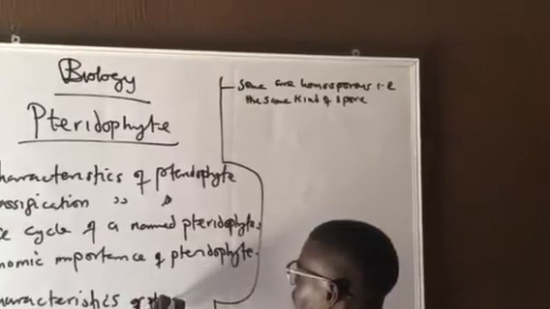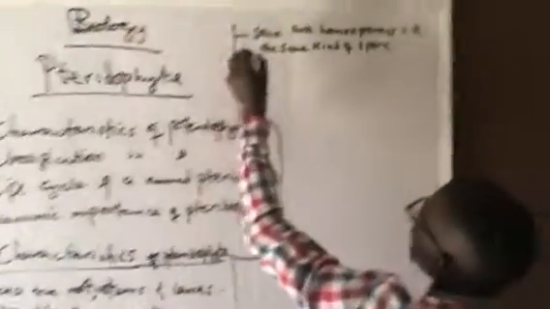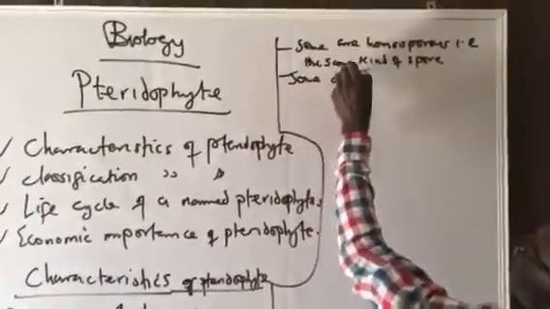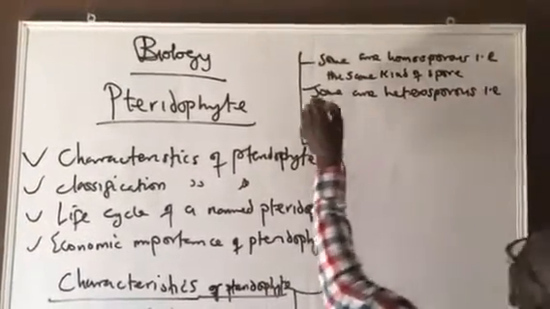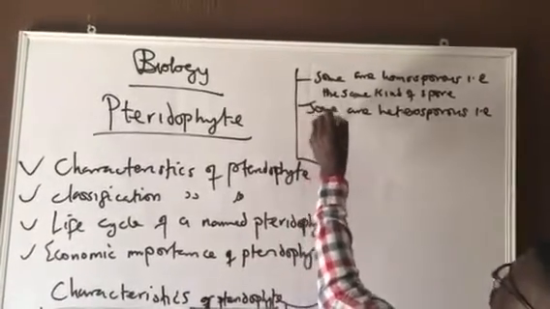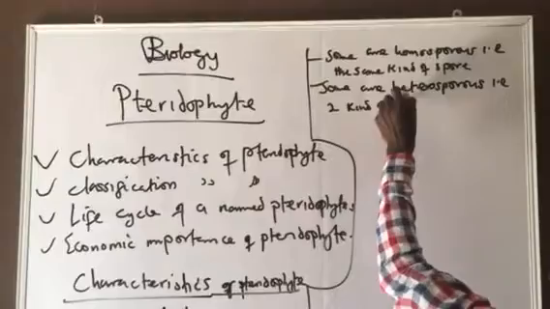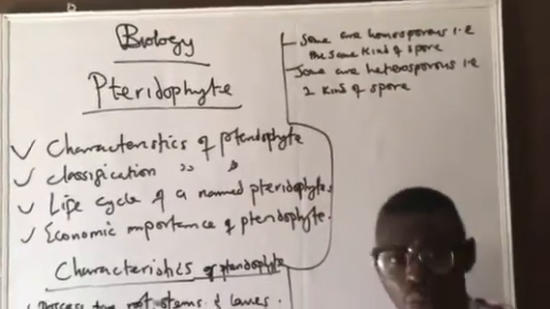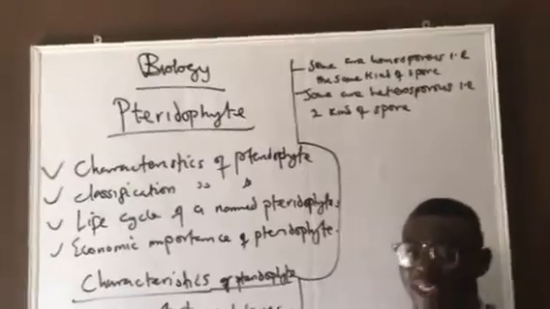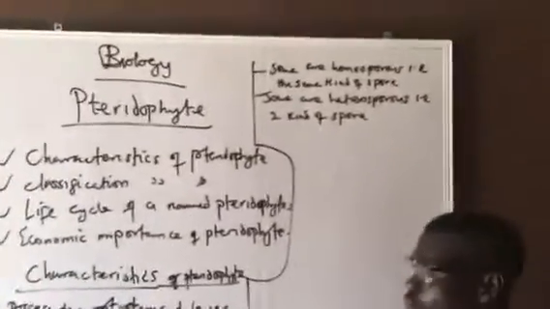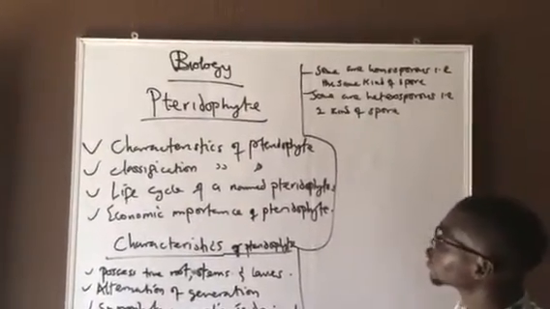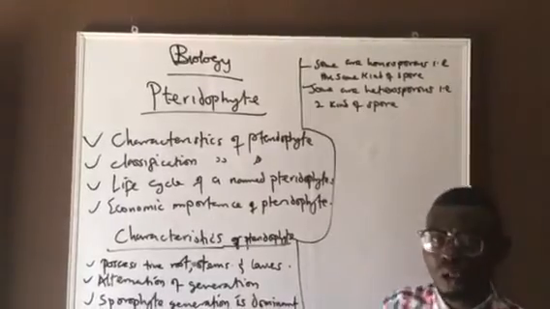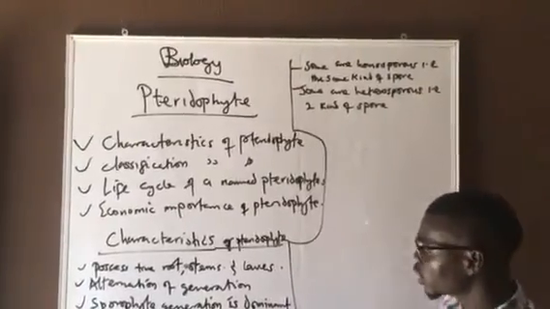Some other groups are heterosporous. That is, they have two kinds of spore, the microspore as well as the megaspore. We are going to talk about the different groups. So these are the characteristics. They also possess sporangia, which are borne on the sporophyte body.